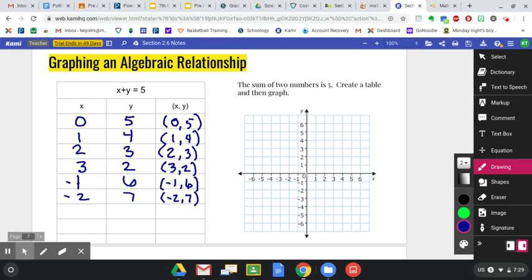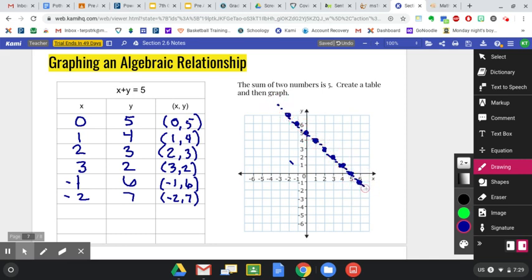So if I go plot these here, so I have 0, 5, 1, 4, 2, 3, 3, 2. I would have 4, 1. I know I didn't have that, but I can see this pattern. 5, 0, 6 and -1, right? If I plot these ones here, I had -1, 6, -2, 7, right? And you could see that we could just keep plotting those.